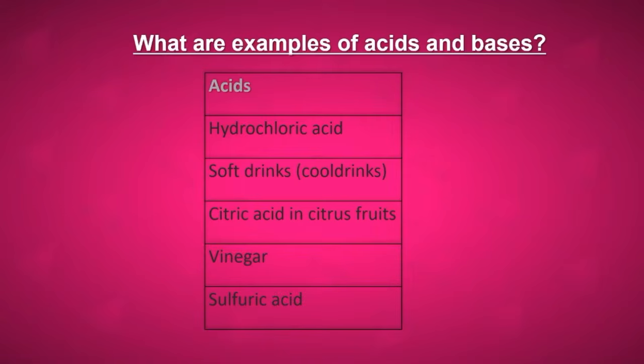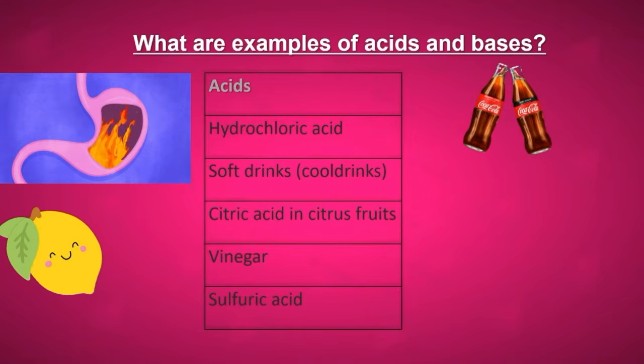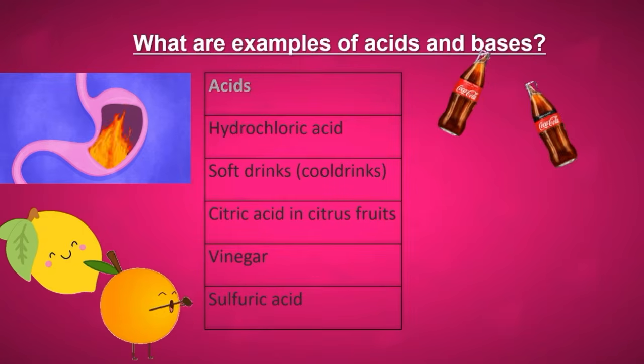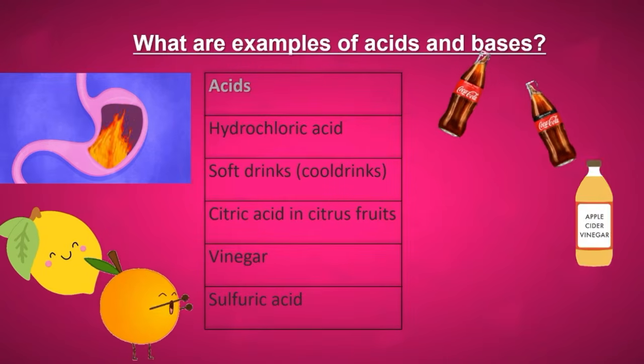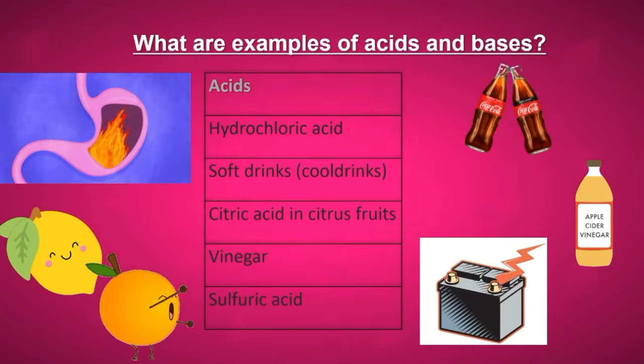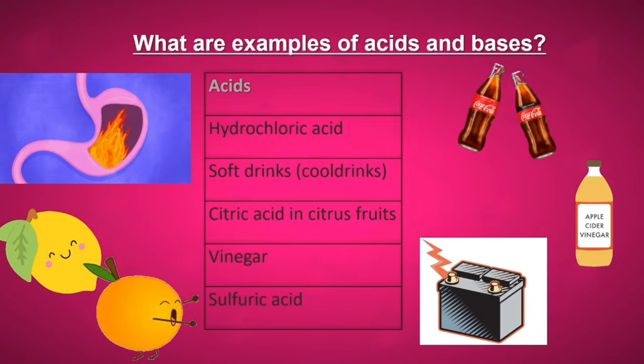Let's start with acids. We have a few acids here to give you an idea on what they are. Hydrochloric acid is our first one. It can also be known as stomach acid. We also find acid in soft drinks or cold drinks. There is citric acid in different citrus fruits, as well as acetic acid in vinegar. The last one there is sulfuric acid, and sulfuric acid can be found in different batteries, mainly car batteries.